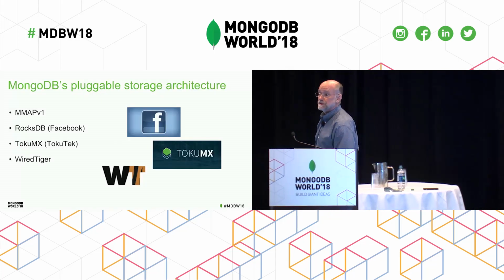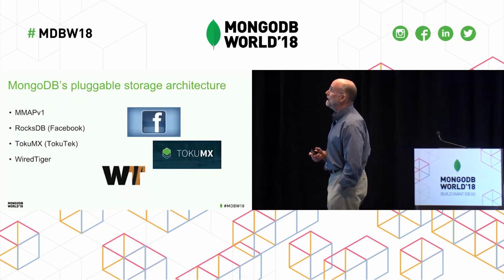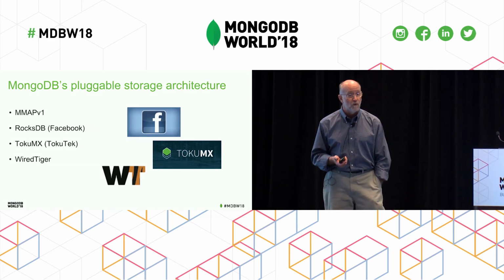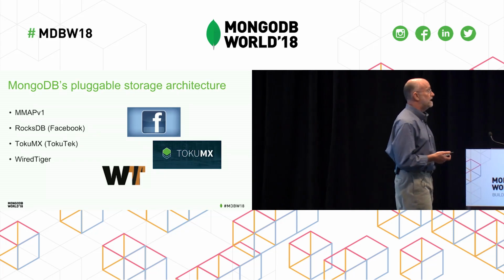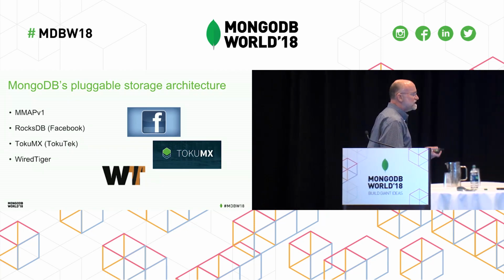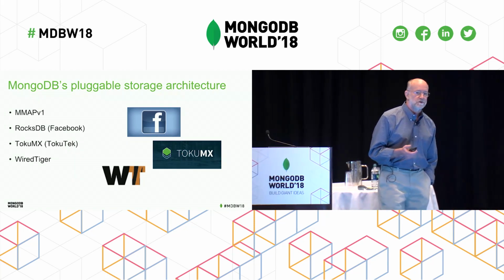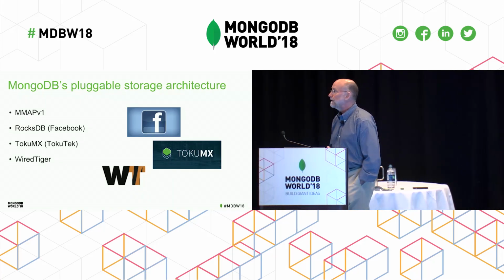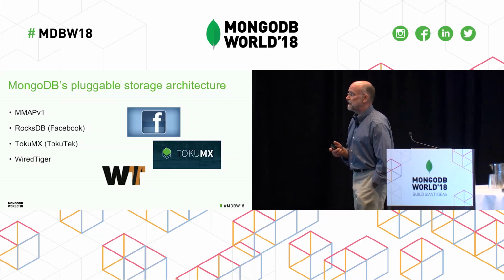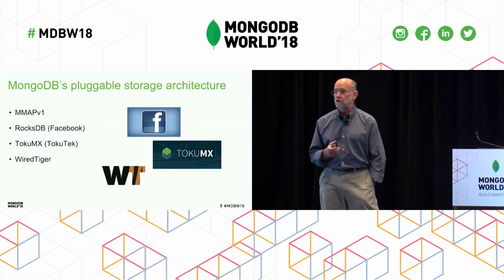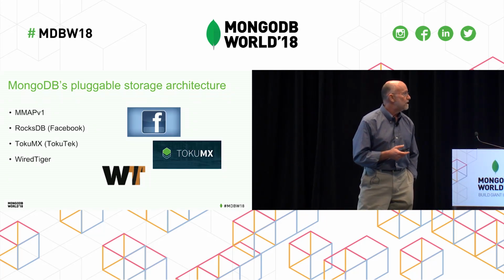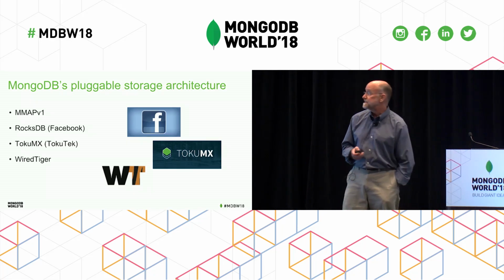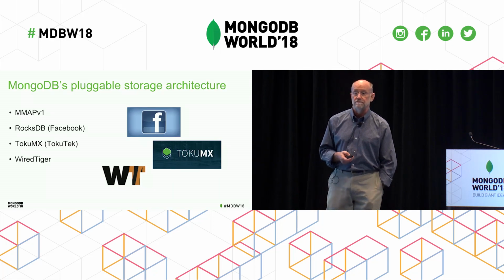MongoDB has a pluggable storage engine architecture, you may or may not know. There are currently 4 storage engines out there. The first is mmap v1, which was the original storage engine done at MongoDB. Facebook did a storage engine which was based on Google's LevelDB work that they called RocksDB. Tokutech was a company that did another storage engine called TokuMX that was eventually bought and supported by Percona. And finally, WiredTiger, which is the second MongoDB internal storage engine.